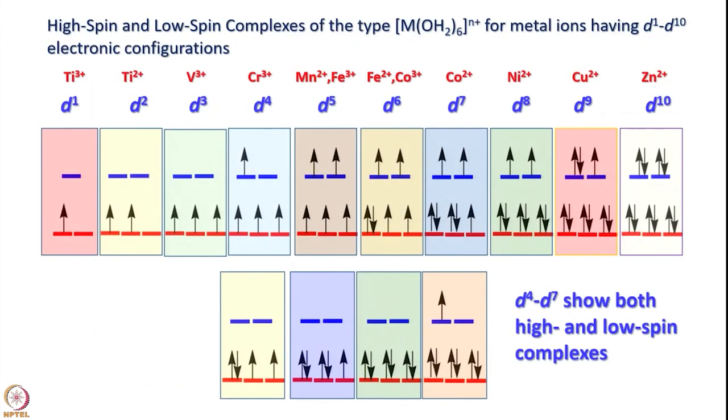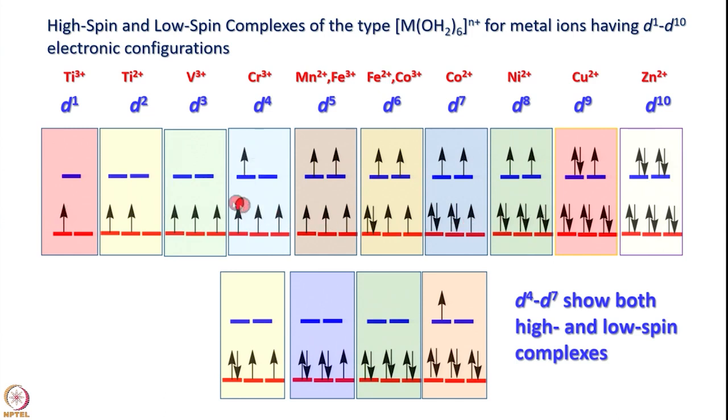Now let us look into high spin and low spin complexes of the type hexaaqua M with a particular oxidation state for metals having d1 to d10 electronic configuration. So I have listed here the 3d series starting from d1 to d10. For d1, the most common one, if you consider titanium 3+, one electron is there, and in case of titanium 2+, a d2 system, we have two electrons, and vanadium 3+ has three unpaired electrons, and in case of d4 chromium 3+, we have 4 unpaired electrons.